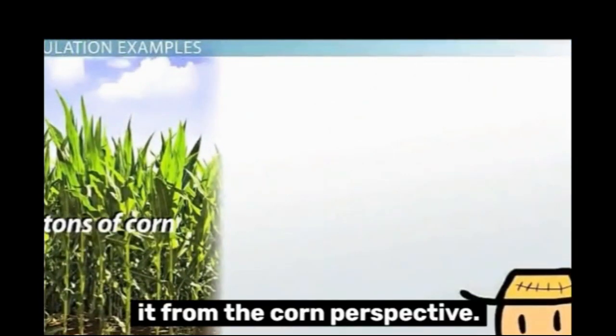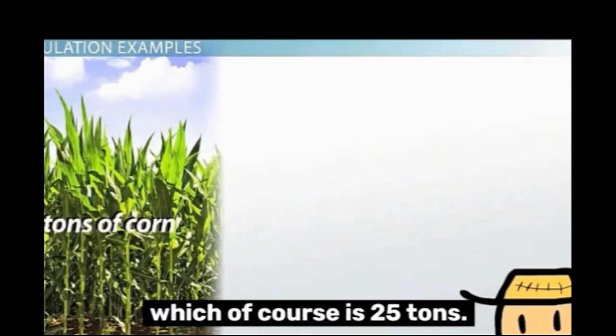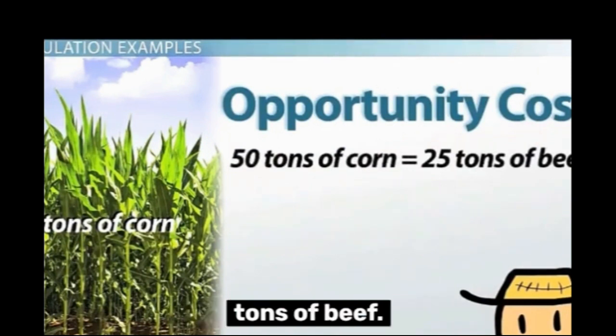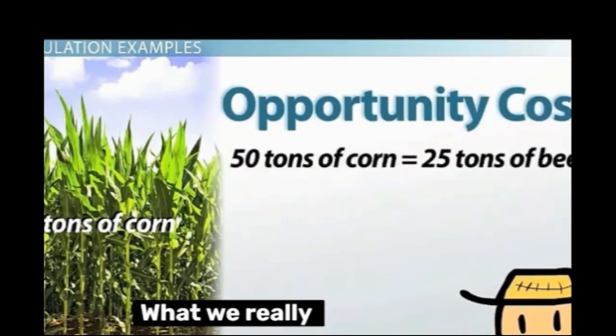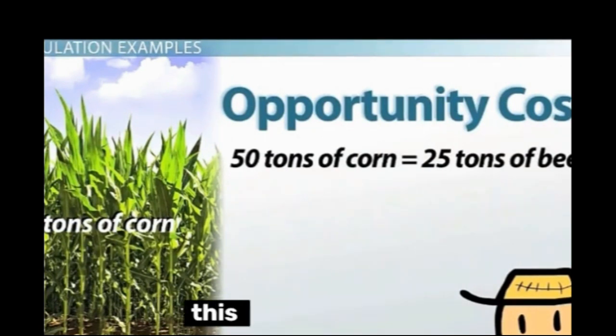Let's start by looking at it from the corn perspective. The opportunity cost of producing 50 tons of corn is equal to how many tons of beef we could have produced, which of course is 25 tons. Therefore, the opportunity cost is found by solving this equation. 50 tons of corn equals 25 tons of beef. What we really want to know is how much beef we could have produced if we chose to produce 1 ton of corn. But the question gave us 50 tons. To reduce this equation down.